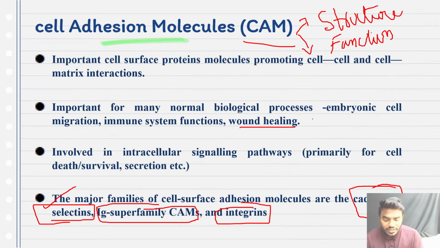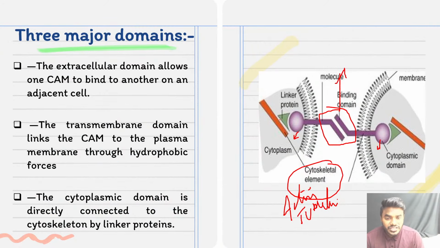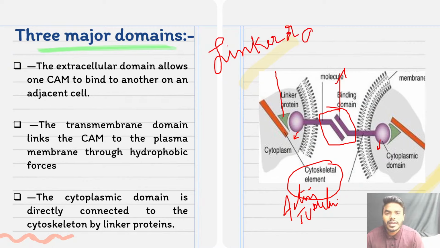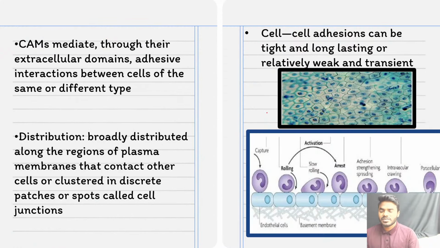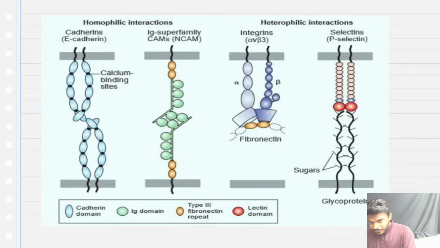But how? With the help of specialized proteins which we call linker proteins. Sometimes, friends, instead of the word linker protein, we can also use the word adapter protein. Kindly do not get confused with this point. We can call them linker or adapter proteins, which connect the cytoskeletal domain of the CAM to the different cytoskeletal elements. A very simple point it is.